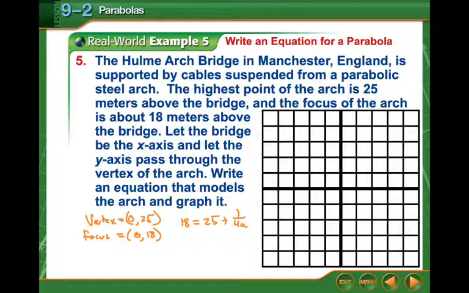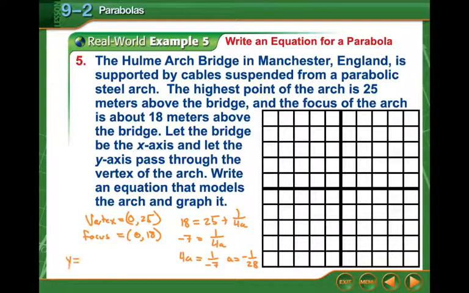So we subtract 25 from both sides. That's going to get us a negative 7 equal to 1 over 4a. And so 4a is equal to 1 over negative 7, or a is equal to negative 1 over 28. So in the previous one, that fraction made it compress, but it's still compressed vertically. No matter what, it does that. So it made it really narrow. This one's going to go the other way. It's going to get wide.